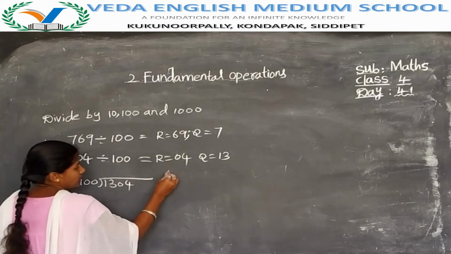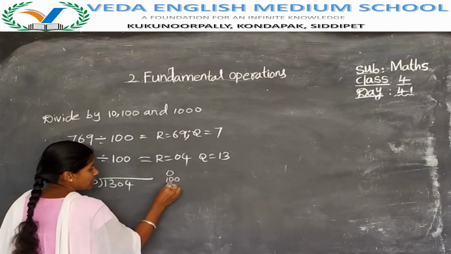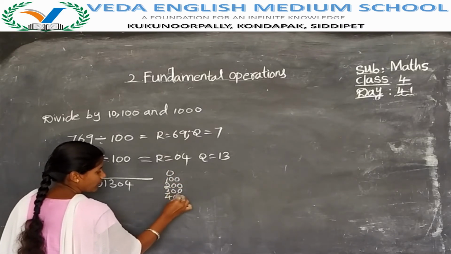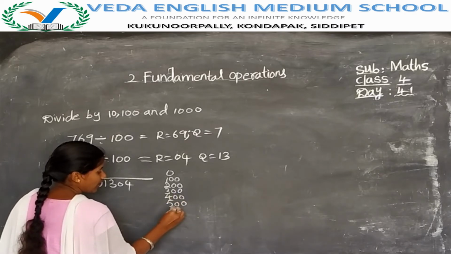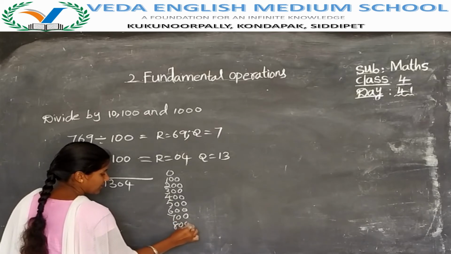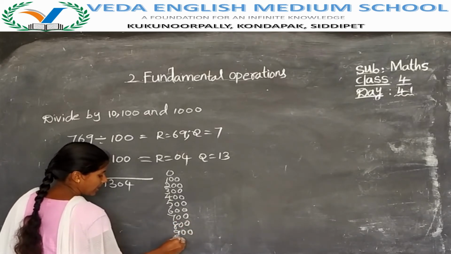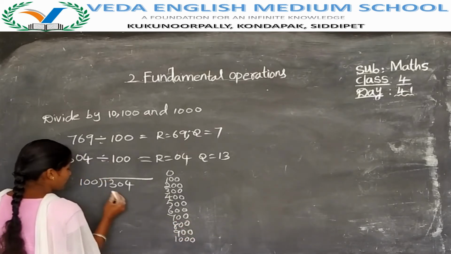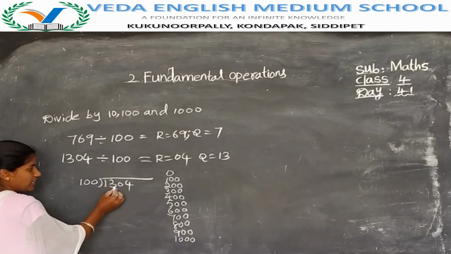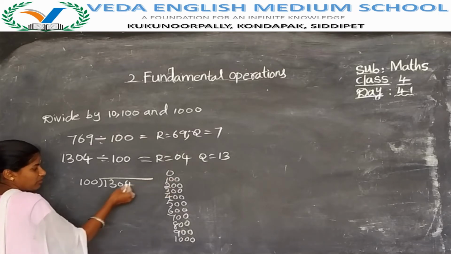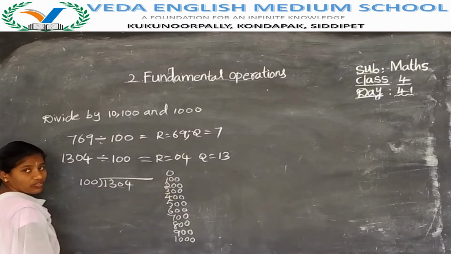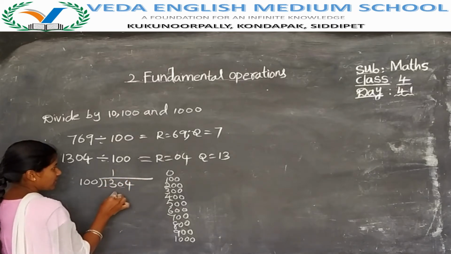100 zeros are 0, 100 ones are 100, 100 twos are 200, 100 threes are 300, 100 fours are 400, 100 fives are 500, 100 sixes are 600, 100 sevens are 700, 100 eights are 800, 100 nines are 900, 100 tens are 1000. Now, if the dividend is smaller, we have to take more digits. Here 13 is not there, so we will take 3 digits. 130 is there, so we take 100 ones are 100.